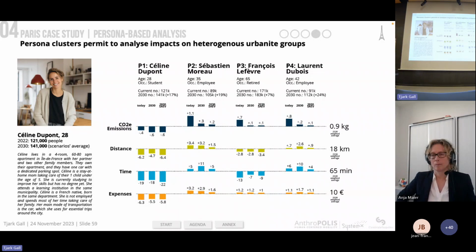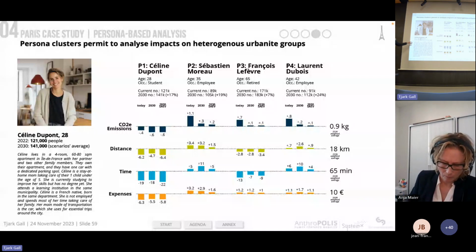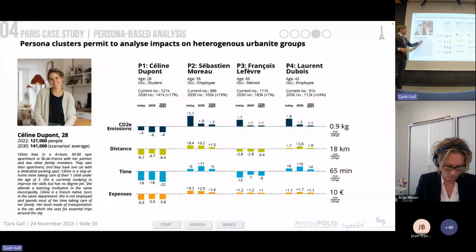The personas become interesting when we try to understand where this comes from. So we have, for example, one of the 16 proto-personas, Céline Dupont, 28. She is representing 121,000 people today, and about 141,000 people across the different scenarios in the future. This is a bit of description. There are things such as she lives in a 4-room apartment. This is information coming from the census, but there are also some qualitative additions.